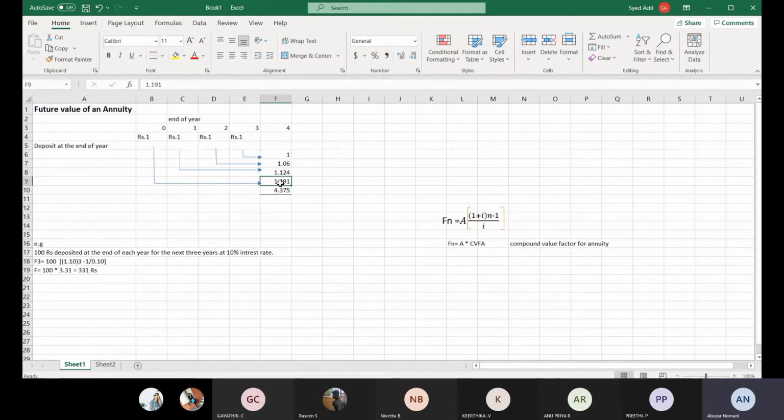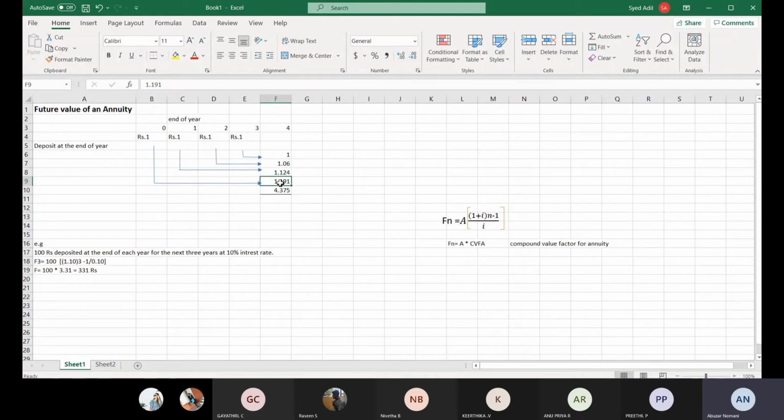How does this value come? With the help of future value, we can compute that one. 1 rupee, if you invested for 3 years, then future value. What is the future value formula for that? We can apply that formula, and we will compute that amount.